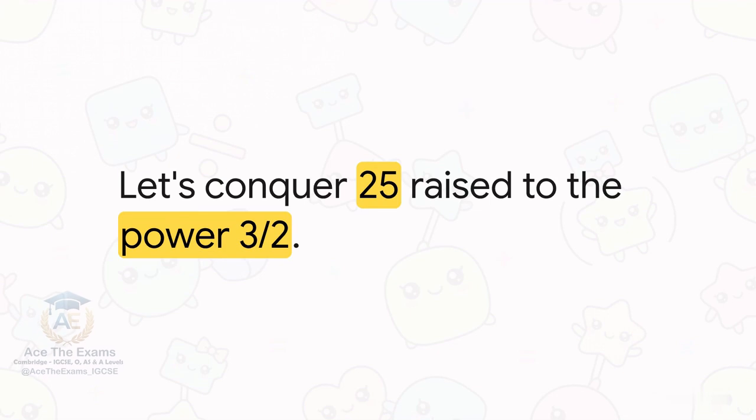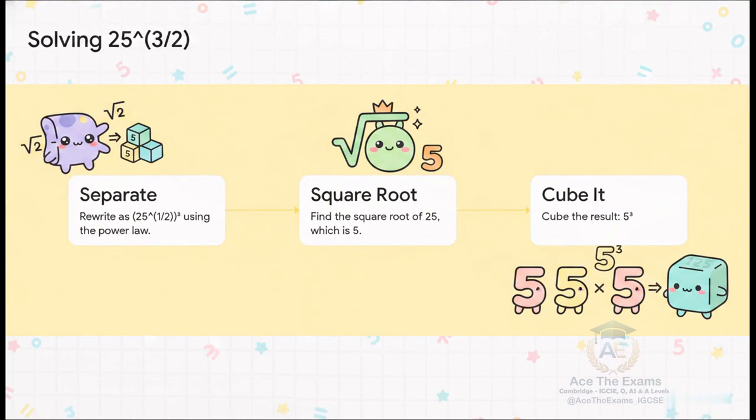Now let's put absolutely everything together to defeat a monstrous-looking problem, the ultimate boss, 25 to the power of 3/2, a fraction with a number larger than 1 on top. Take a deep breath. You have the exact cheat codes to beat this. We can easily slice this monster up just by reversing our power of a power law. That fraction, 3/2, it's really just 1/2 multiplied by 3. So for step 1, let's rewrite it. 25 to the power of 1/2, all wrapped up in parentheses, raised to the power of 3.